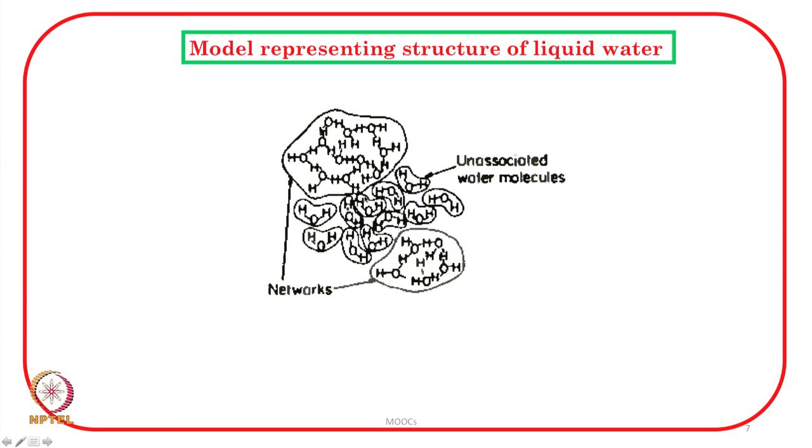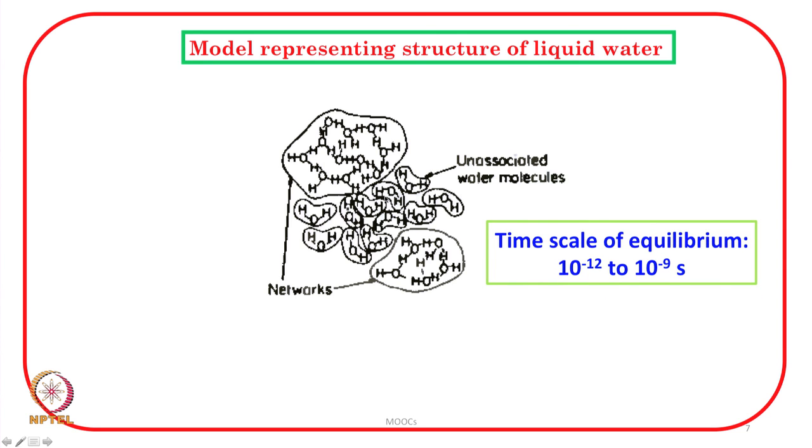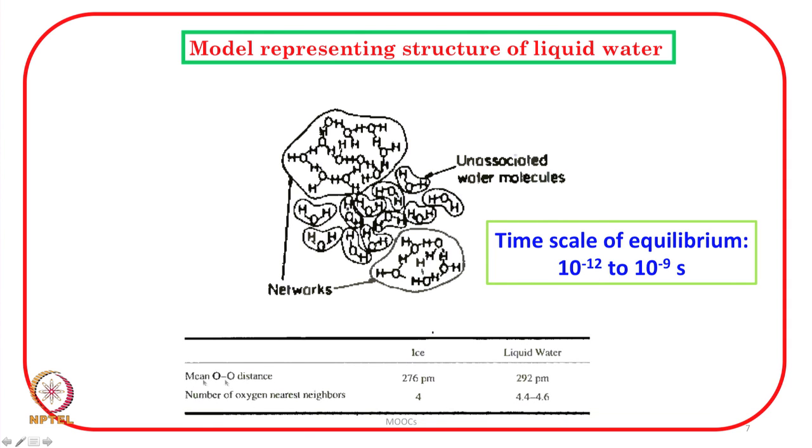At any instant, one of the water molecules, this water molecule may be a monomeric water molecule, and at the next instant it may become a part of the regular tetrahedral network. And the time scale of equilibrium is of the order of 10 raised to the power minus 12 to 10 raised to the power minus 9 second. This table shows the mean oxygen distance in ice and liquid water and the number of oxygen nearest neighbors. In ice we discussed it is 4, and in liquid water various experiments suggest that this is about 4.4 to 4.6.